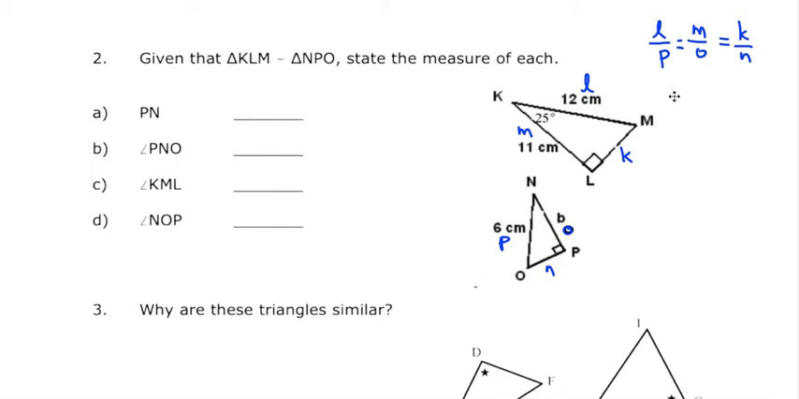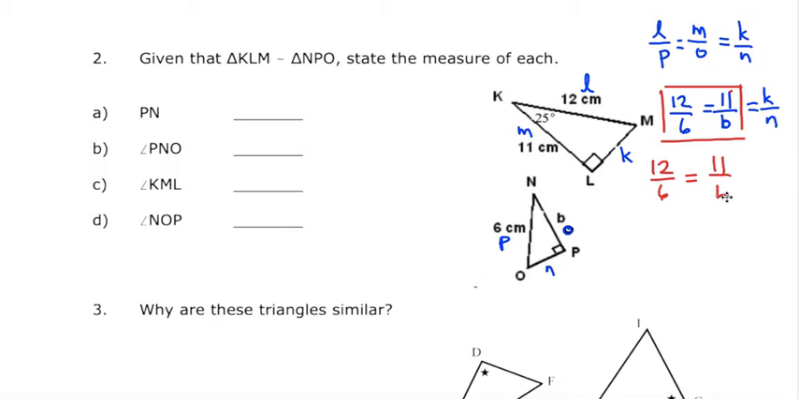So I know that L is 12, P is 6, M is 11, O is still O. I'm not quite sure what that is, or I can call it B, because that's the letter that's given to me in my example. And I don't know K, and I also don't know N. So I have to solve for B in this case, which is the side length PN. So I'm going to use these two ratios, and I'm going to use those ratios to solve for my letter B in this case, or O.